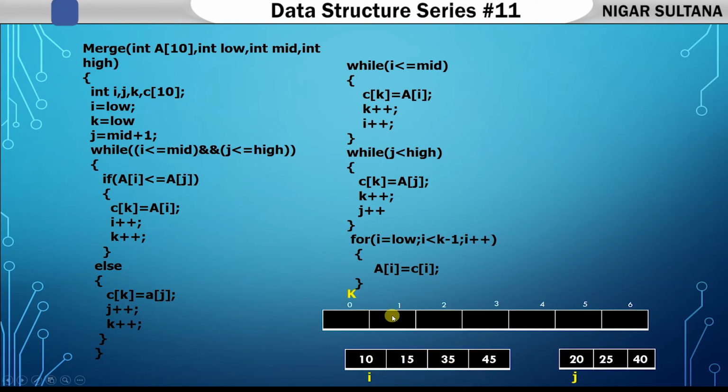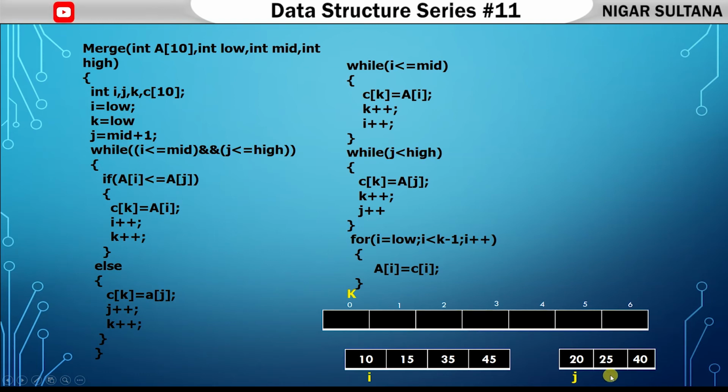Yes, k is equal to 0. See, first I'll be explaining with the concept of i is equal to low. So i is low for this, and k is equal to low for the new array where we will be placing the values of the sorted arrays.